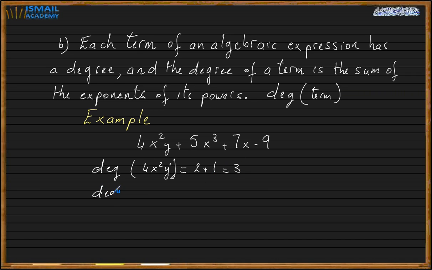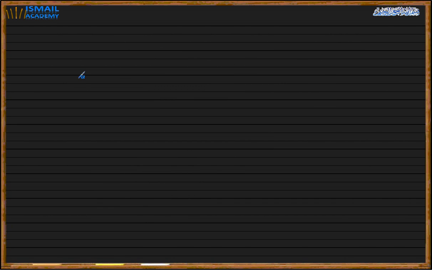So the degree of 5x cubed is, I have only one exponent, so it's going to be 3. So this is the second property.